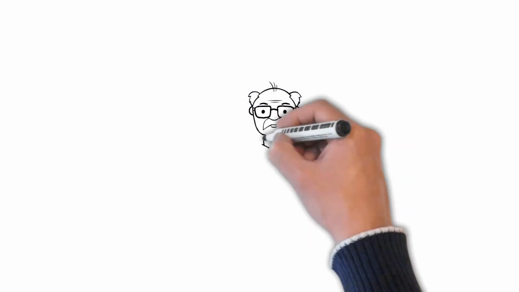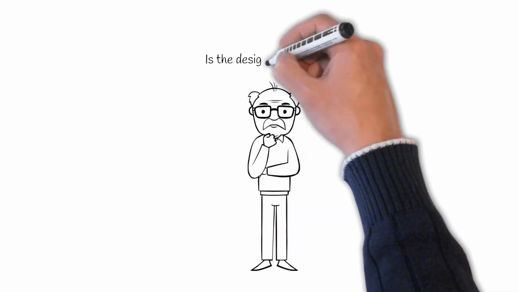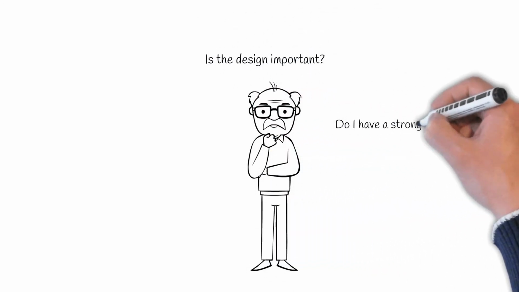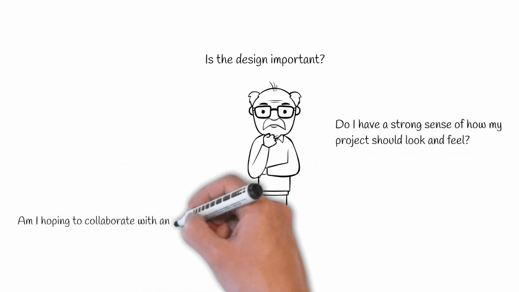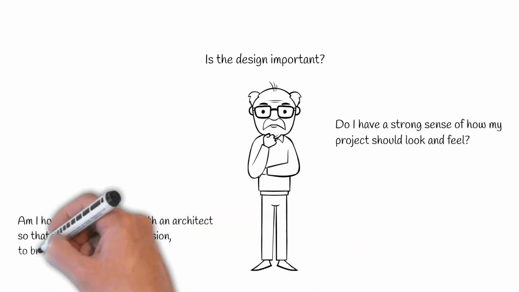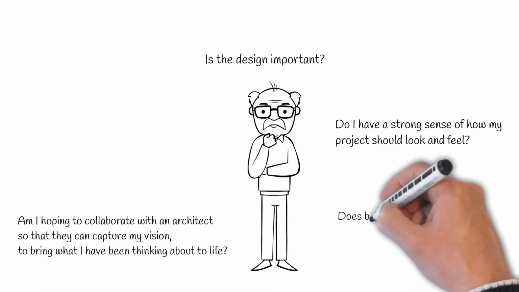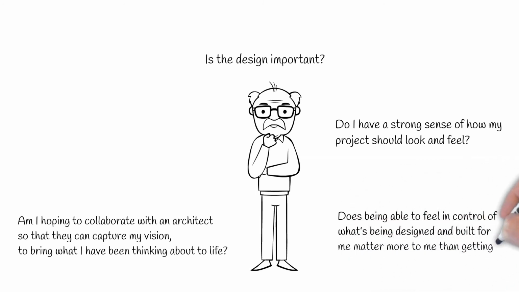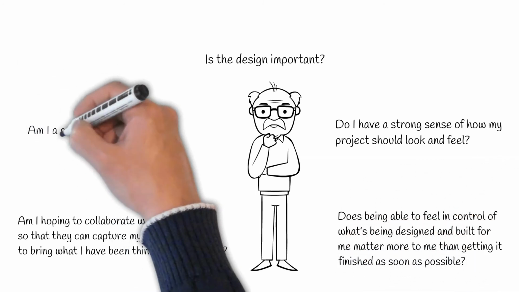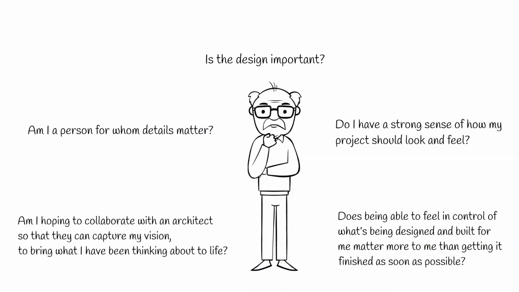Do I have a strong sense of how a project should look and feel? Am I hoping to collaborate with an architect so they can capture my vision and bring what I want to life? Does being able to feel in control of what's been designed and built for me matter more than when it's finished? And am I a person for whom details matter? Then the traditional procurement method is probably for you.